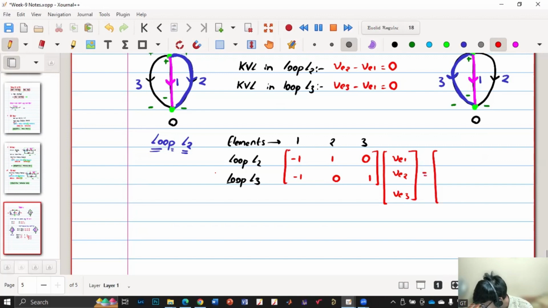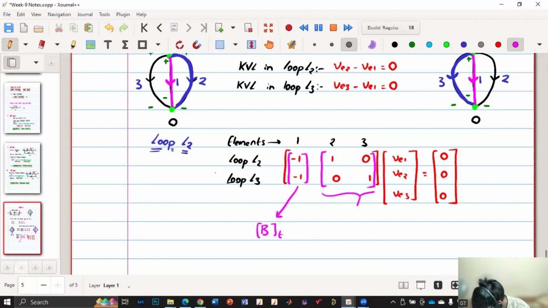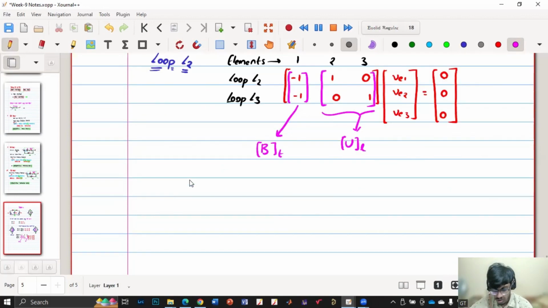So how many links are there in this network? Two, sir. So 2. If you see, our identity matrix is also of size 2. And this is the B twigs, and this is our U links, and totally this is our B matrix. So just to write our B matrix, therefore B matrix is -1, 1, 0, -1, 0, 1.